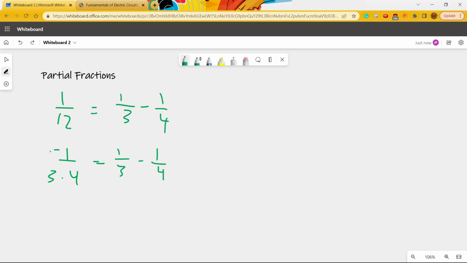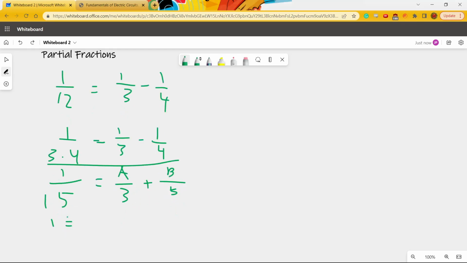This means that we have split a fraction which has two factors in the denominator into two fractions which appear to only have one factor in the denominator. As another example, consider 1/15. We can assume that 1/15 is equal to a over 3 plus b over 5. But how would we determine what a and b were?